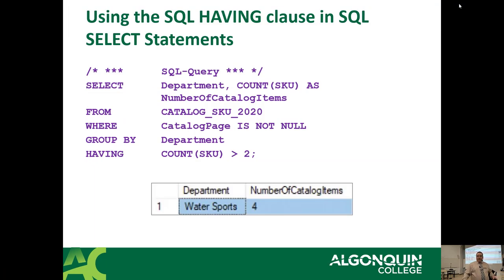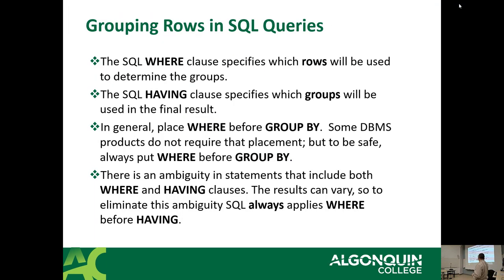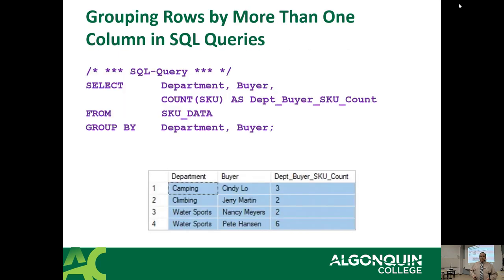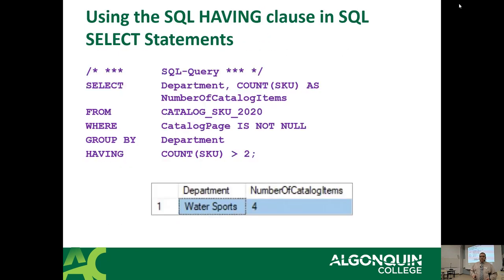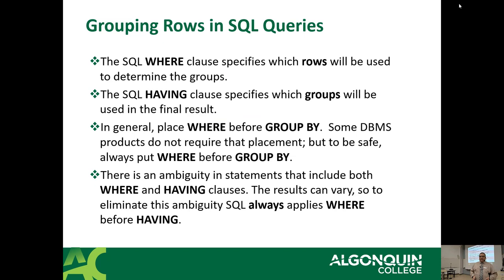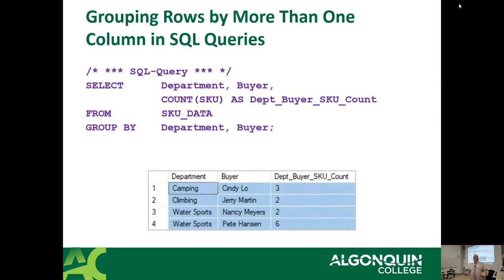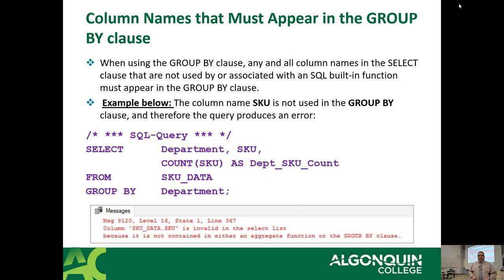Now, the next clause you see on here, actually, what's the next slide say? Yes, okay. We're going to talk about some of the grouping rules. The where clause specifies which rows will be used to determine the groups. These slides are completely out of order, I'm coming back to this in a second. This one shows what I just demonstrated with multiple columns as the summary, and this is an example of an error message when you must have the group by. That's what Microsoft SQL Server will tell you. Other database servers will give you similar errors.